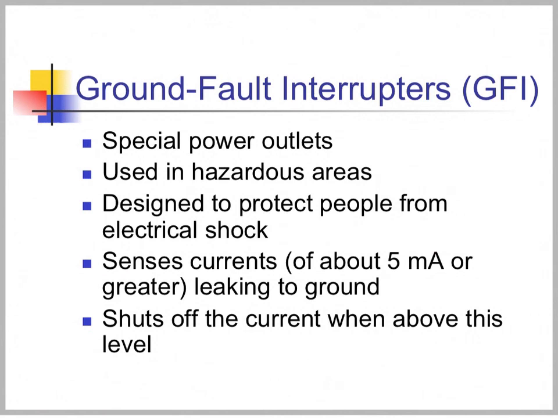Now, sometimes around your house you see an outlet that's got a little test and reset button. It's called a GFI, or ground fault interrupt. It's used in especially hazardous areas, for example in garages or in bathrooms. It's really designed to keep people from getting electrical shock. It senses anytime there's 5 milliamps or greater current that is not returning down the neutral wire, so it's leaking somehow to ground, either through a person or through the ground wire. And it's going to shut off that current whenever the leakage gets above 5 milliamps.